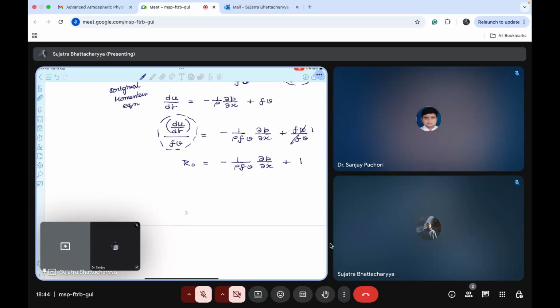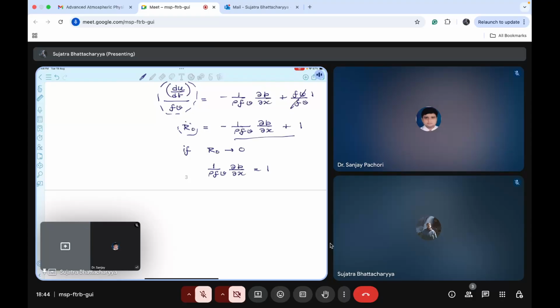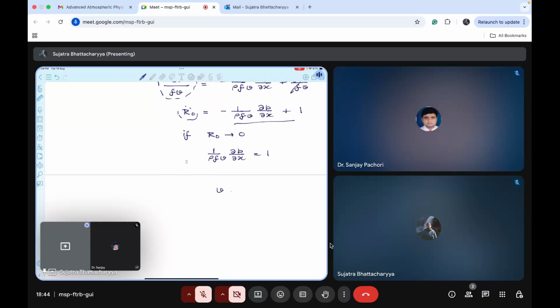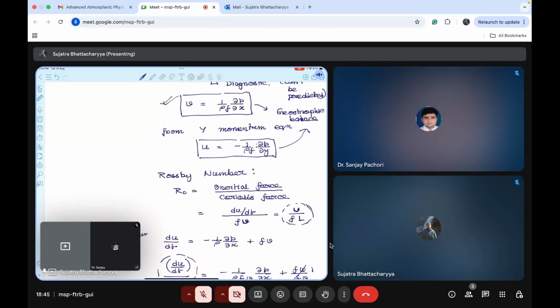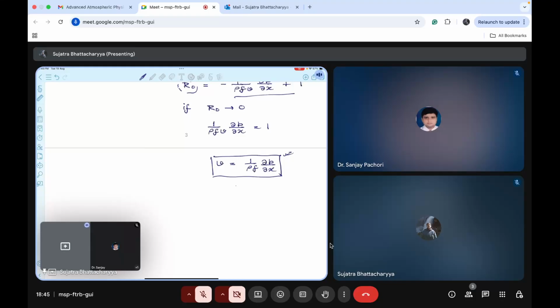Now, if your R naught, this Rossby number, tends to 0, what will happen? 1 by rho f v delta p delta x will be equal to 1. Can we write this from this? Yes. Finally, can we write v is equal to 1 by rho f delta p delta x? What is this? The geostrophic. Same. So this is the geostrophic balance.